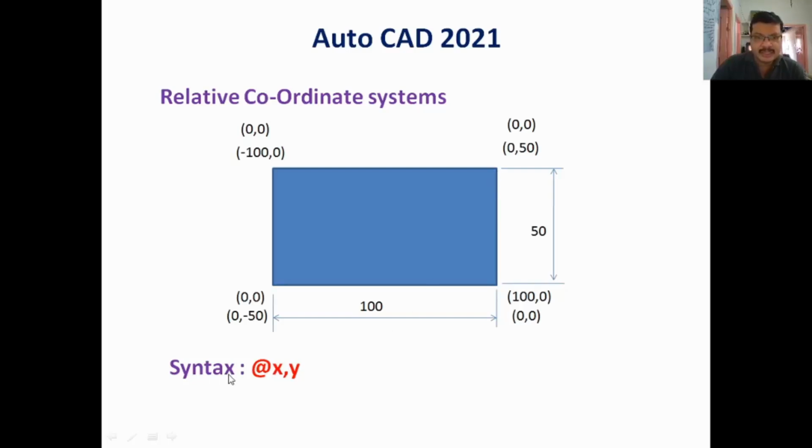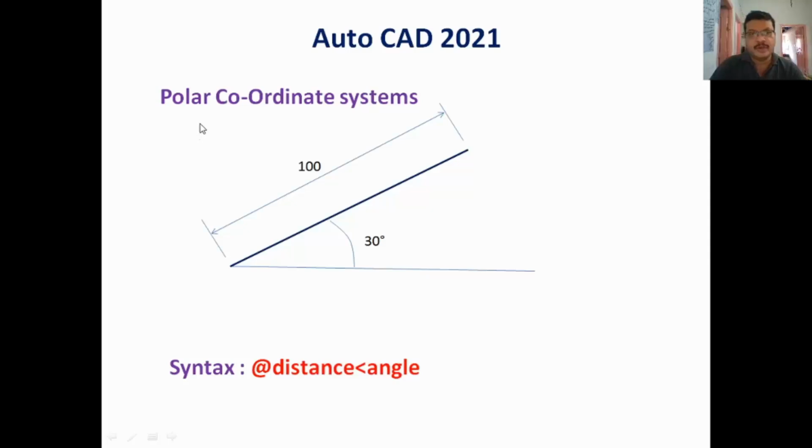We have to use the syntax. Syntax is x comma y you have to use. Okay, relative coordinate system and next this polar coordinate system. These two I'll demonstrate now.